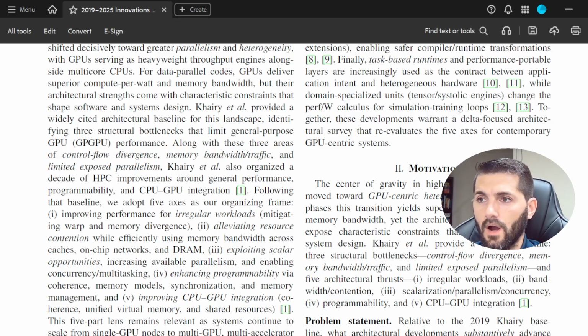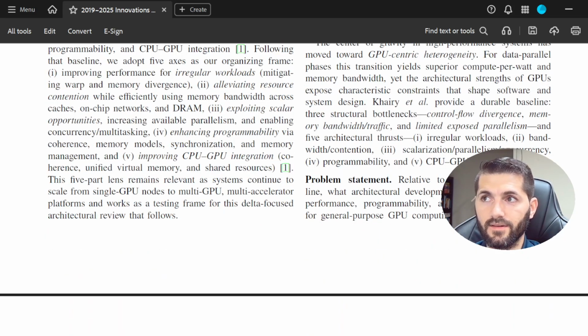And so off of that, the problem statement is basically, relative to that survey from 2019, what architectural developments have substantially advanced performance, programmability, and that CPU-GPU integration for general purpose GPU computing, and how can those inform an architectural lens for my future dissertation, which is using GPU-accelerated digital twin workflows, right?